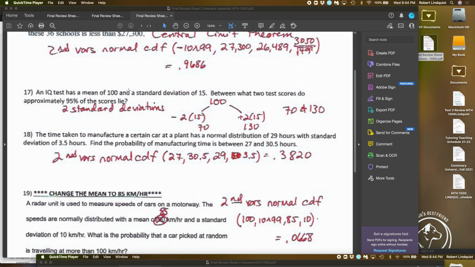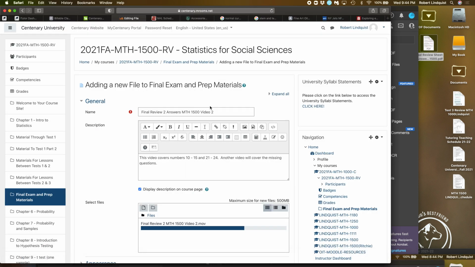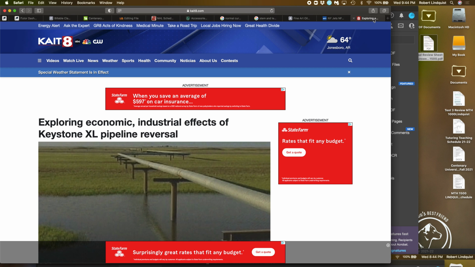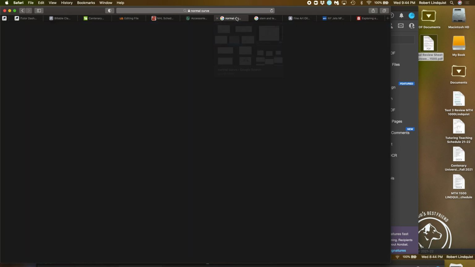It's an IQ test, mean of 100, standard deviation 15. But the big part is it says between what two test scores do approximately 95% of the scores lie. And if you remember in video 1, I made it a point to pull up a picture of the normal curve. Okay, maybe I can do that again. Let me try here. Let me go to Safari. And let me go to, is this the normal curve? No, that's not the normal curve. Here we go, normal curve right here.